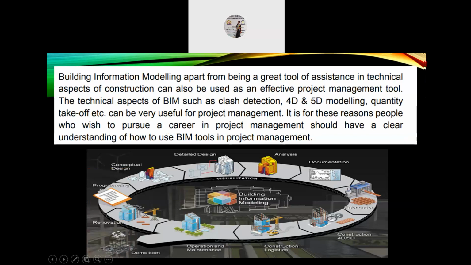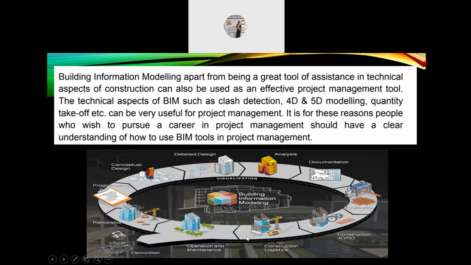Building information modeling, apart from being a great tool of assistance in technical aspects of construction, can also be used as an effective project management tool. So the technical aspects of BIM such as clash detection, 4D and 5D modeling, quantity takeoff, etc. can be very useful for project management. It is for these reasons people who wish to pursue a career in project management should have a clear understanding of how to use BIM tools in project management.